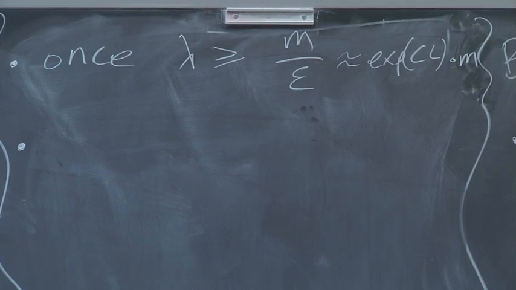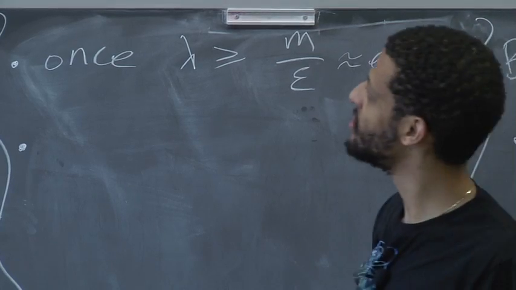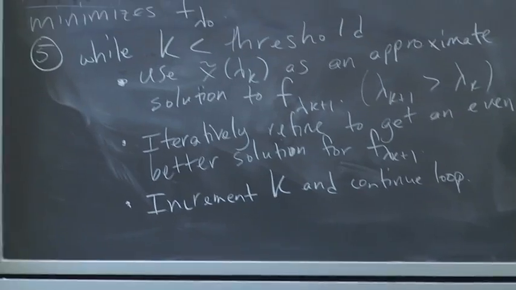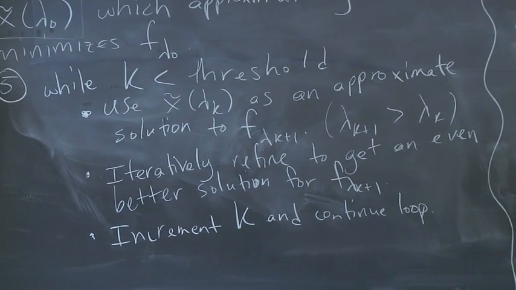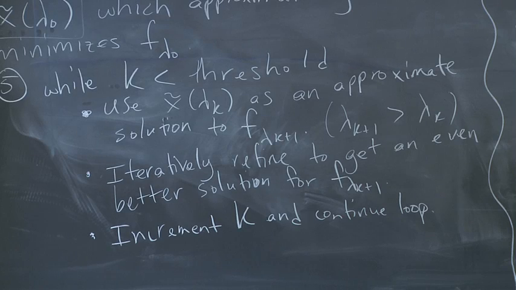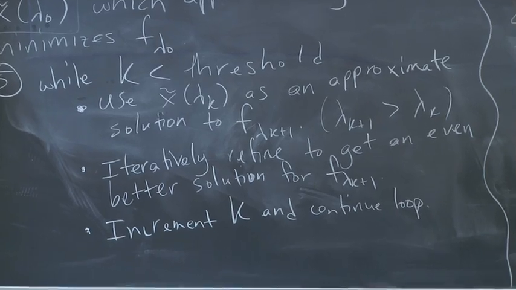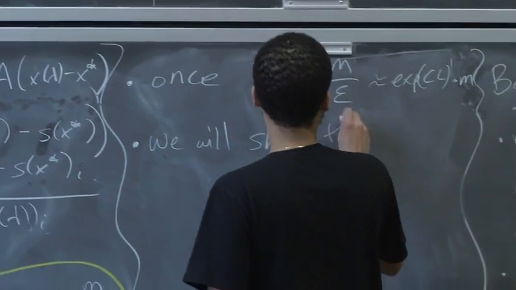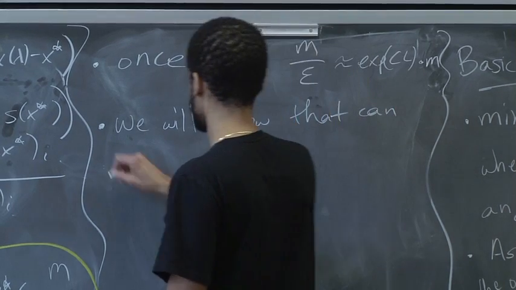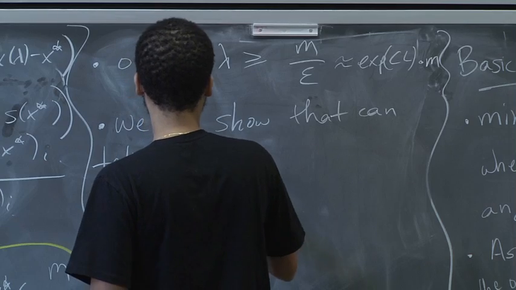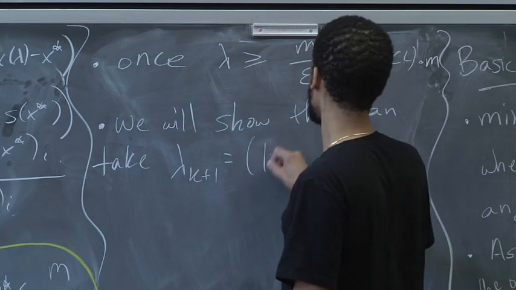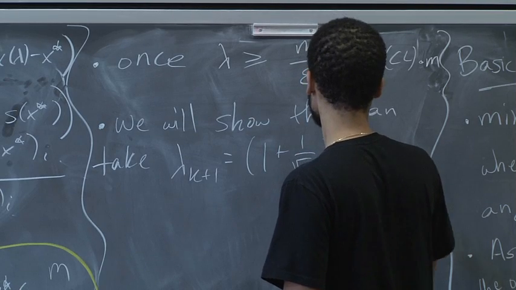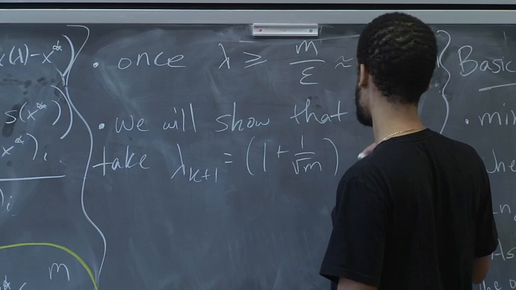So that tells us how big lambda needs to be in our step 5 before we can terminate and have a really good solution. That doesn't tell us how many iterations this takes, because I didn't really tell you how much we'll increment lambda by in each step. But we will get there. We will show that you can take lambda k plus 1 to be something like 1 plus 1 over root m times lambda k.